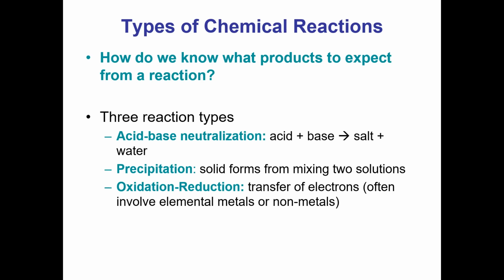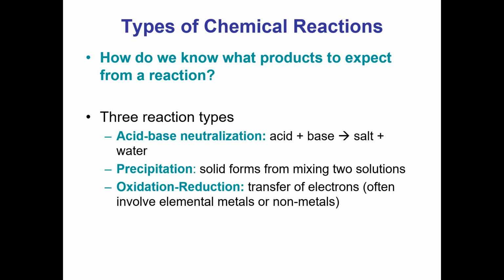In this video, we're going to talk about types of chemical reactions. There are three different types that we're going to specifically talk about. Of course, these are not the only three types of chemical reactions, but these are the main three that we're going to focus on. The three are acid-base neutralization, precipitation reactions, and oxidation-reduction reactions.